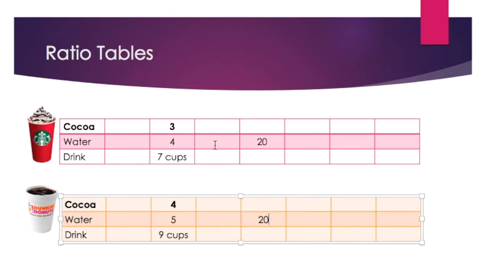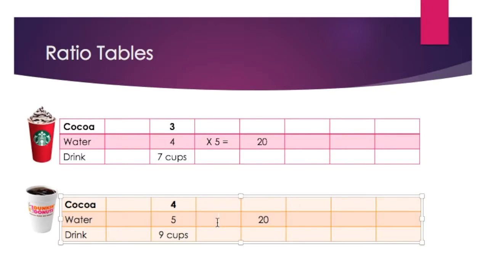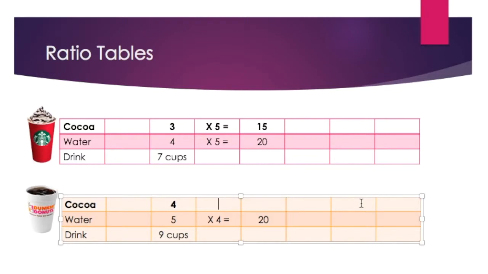How am I going to do that? Well, 4 times 5 would give me 20, and 5 times 4 would give me 20. So now whatever I did to my amount of water in my hot cocoa, I also need to do to my amount of cocoa. So because I multiplied by 5, I'm going to multiply by 5 again and say 3 times 5 is 15 parts cocoa. And then the same thing for my Dunkin' Donuts recipe. Because I multiplied by 4, I'm going to multiply by 4 again. And I get 16 parts cocoa.